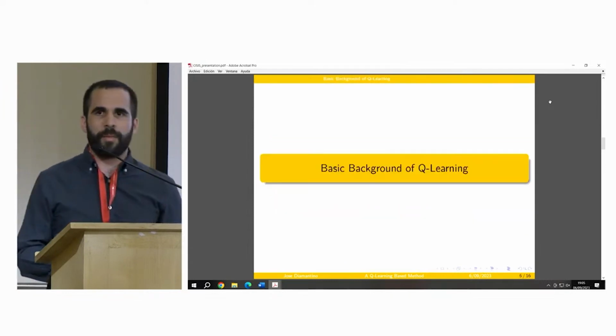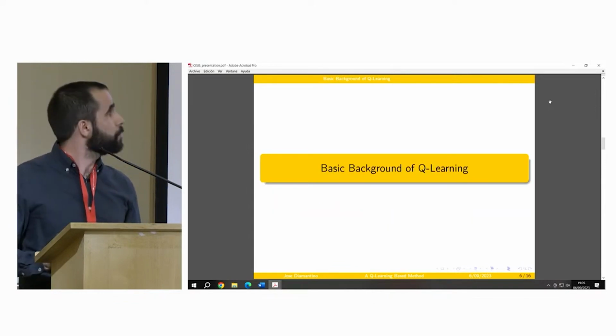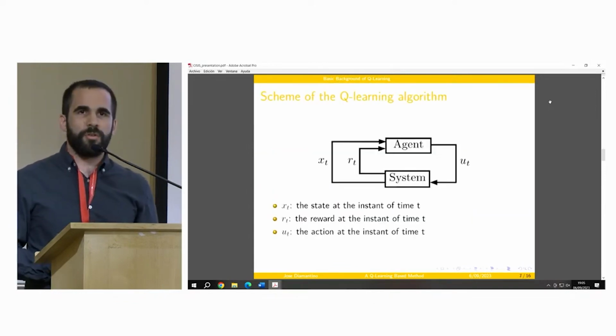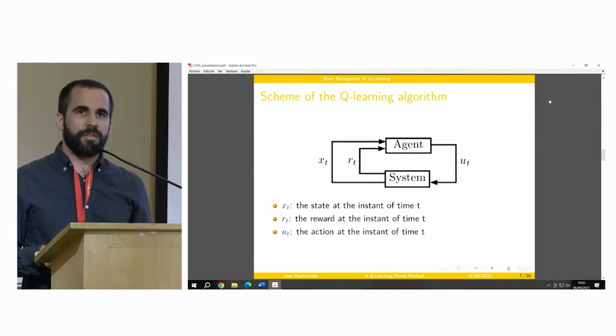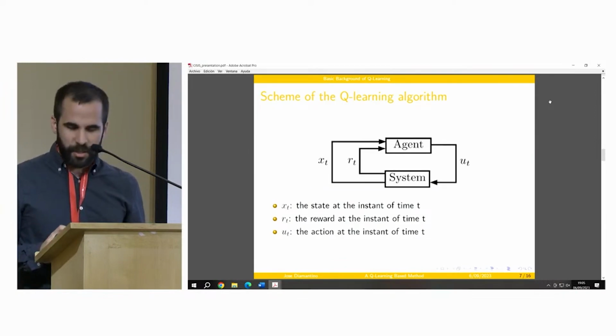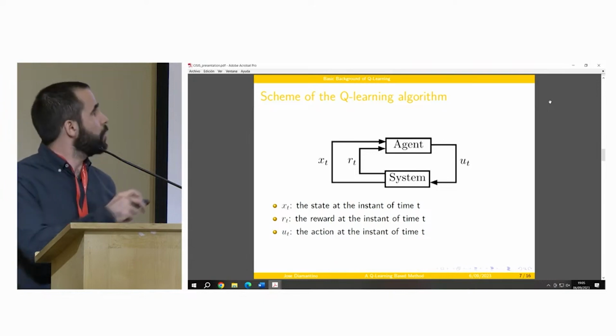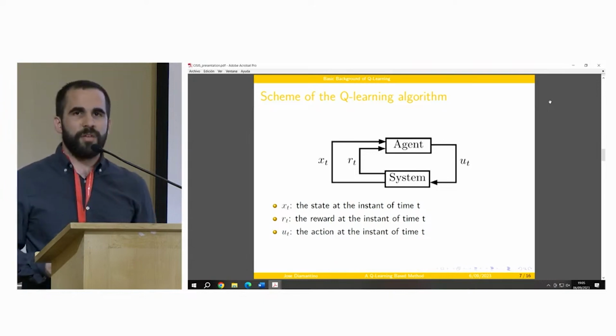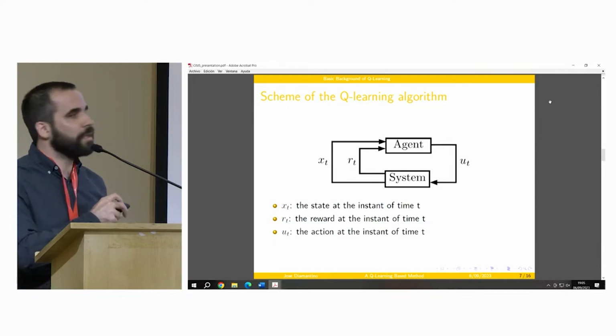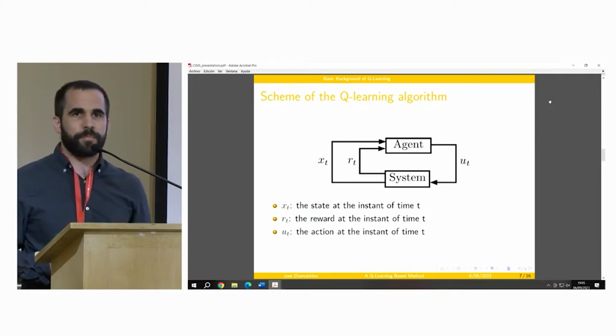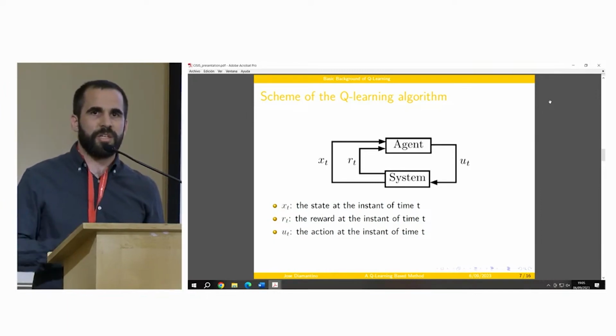Next, I'll explain the mathematical basis of the model. This model uses Q-learning theory. This theory considers that at each instant of time, the agent takes an action, U sub t, and receives a reward, R sub t, at the same time that its state can change.